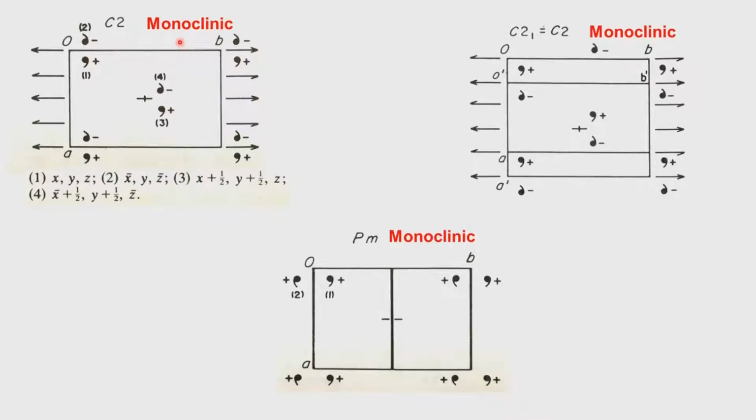Now comes the possibility of C21. What happens when we get to a space group called C21? In the list of 230 space groups, C21 will not find its position. That is because we can always convert C21 to C2, and that is the operation which is shown here.